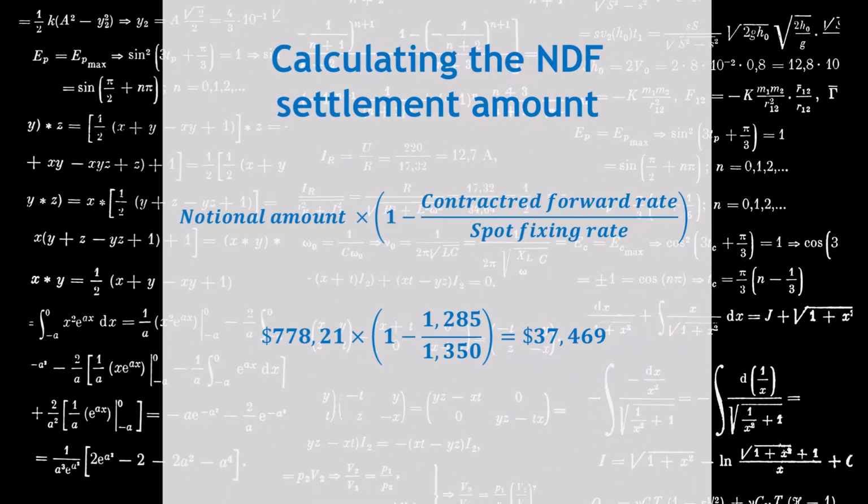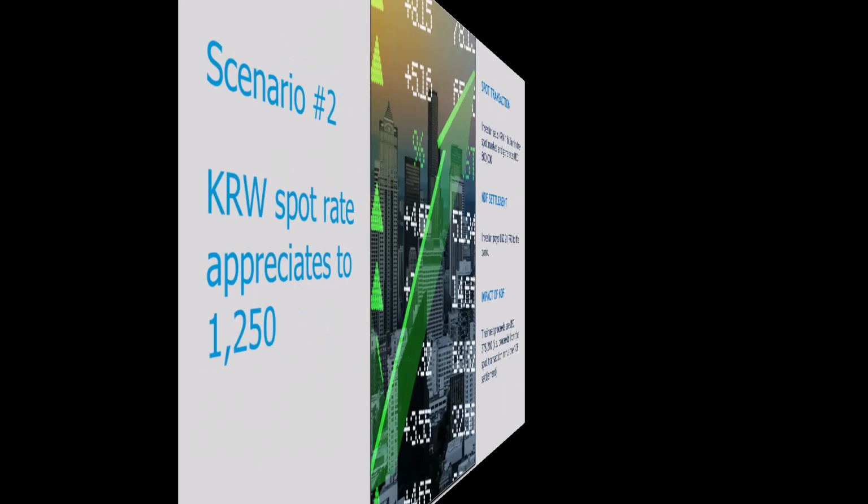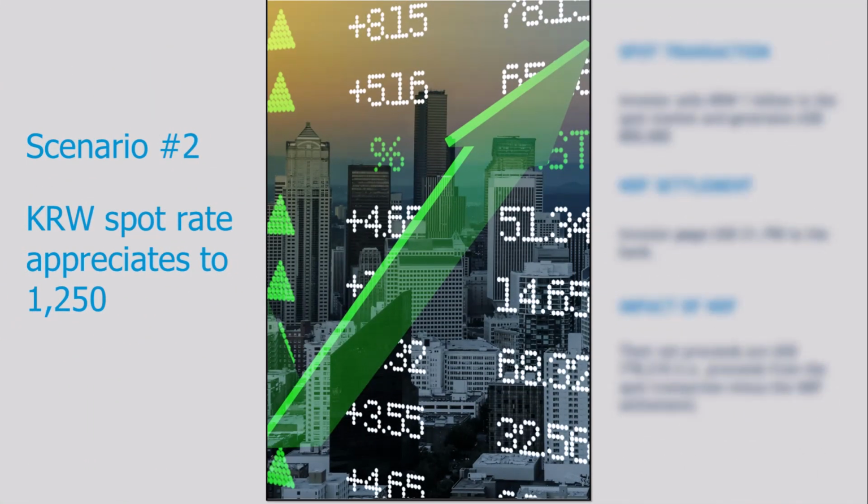We can show how the settlement amount is calculated using the formula presented earlier. We take the agreed notional amount of 778,210 and we multiply it by 1 minus the contracted forward rate divided by the spot rate at maturity, and that returns our settlement amount of 37,469.